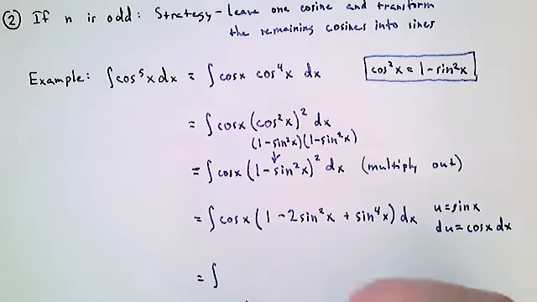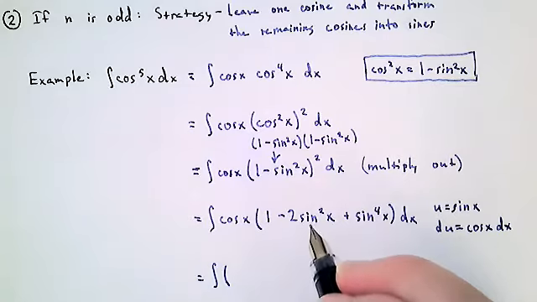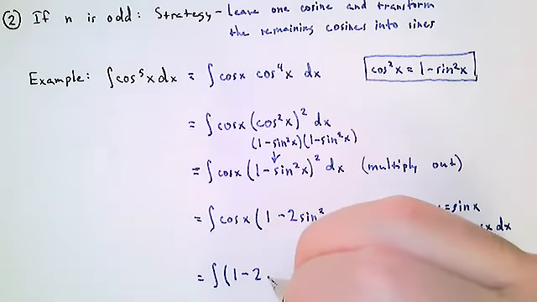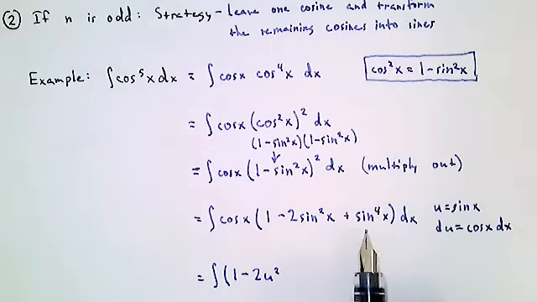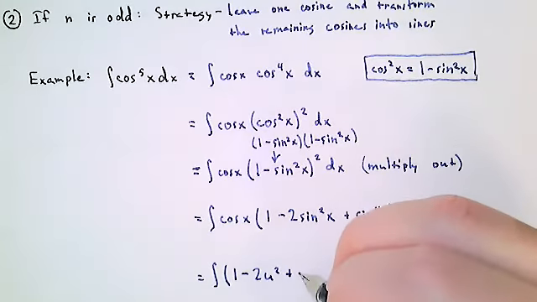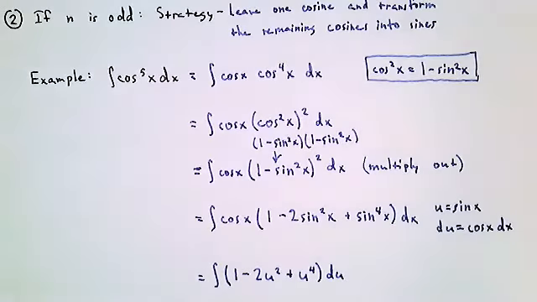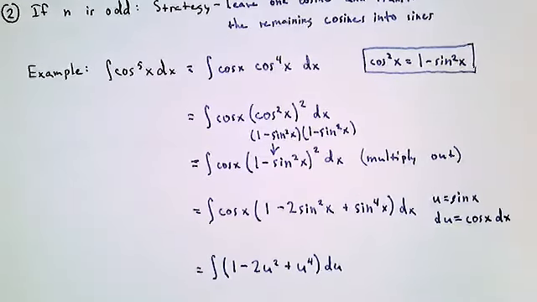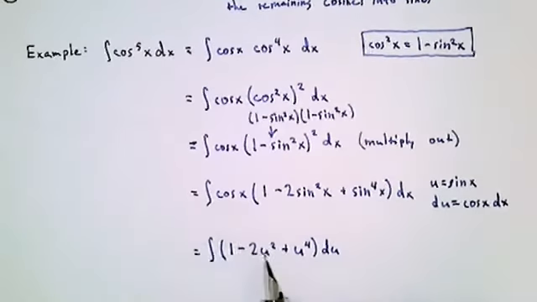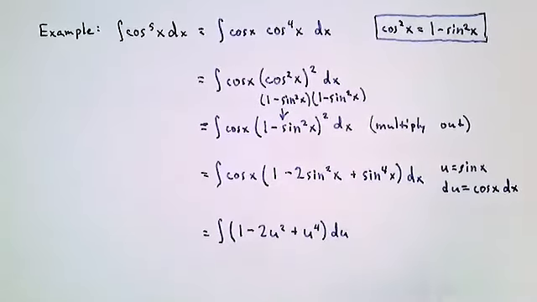And then inside the parentheses, we have a 1 minus 2u squared, and then we have a plus u to the 4th. Then tag our du on at the end, our cosine x dx. Does someone want to try this integral here using the power rule?